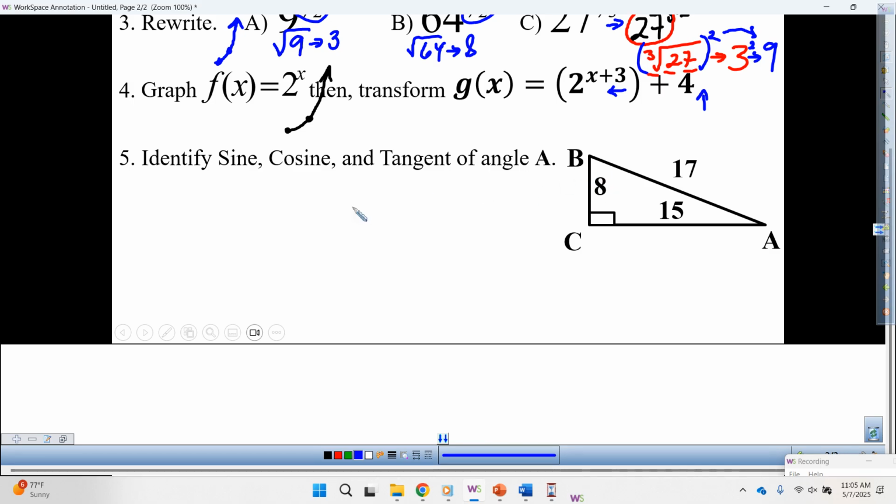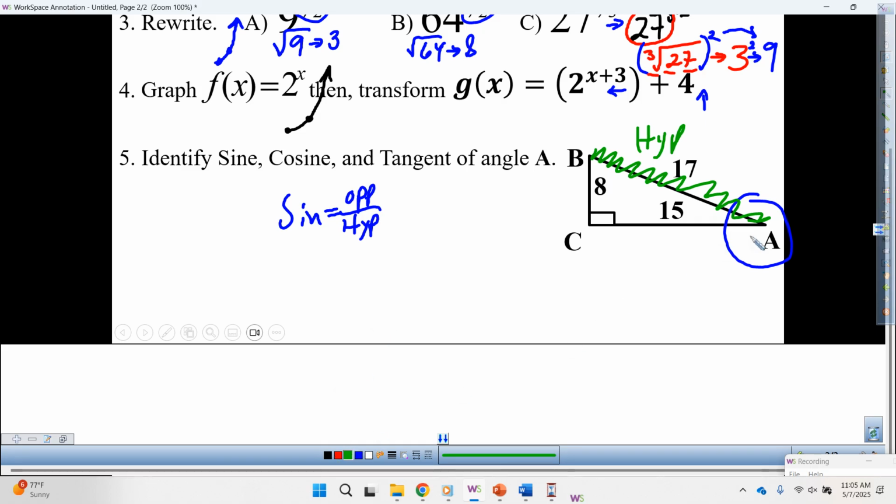Number 5. Sine, cosine, and tangent of angle A. Circle your angle A. So sine is opposite over hypotenuse. And once again, what did I ask you to do? Label right away the longest side so that you know which one is the hypotenuse.